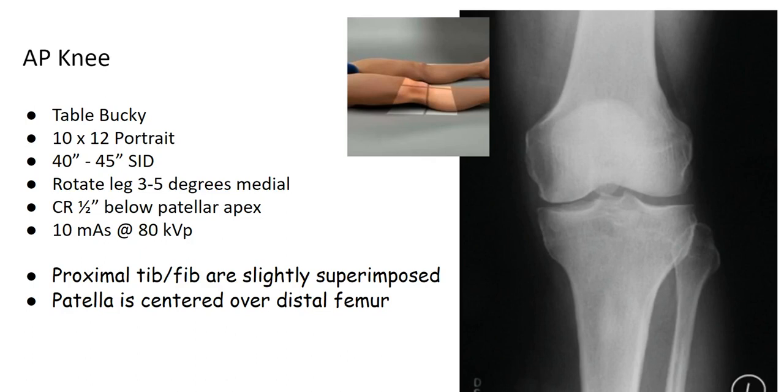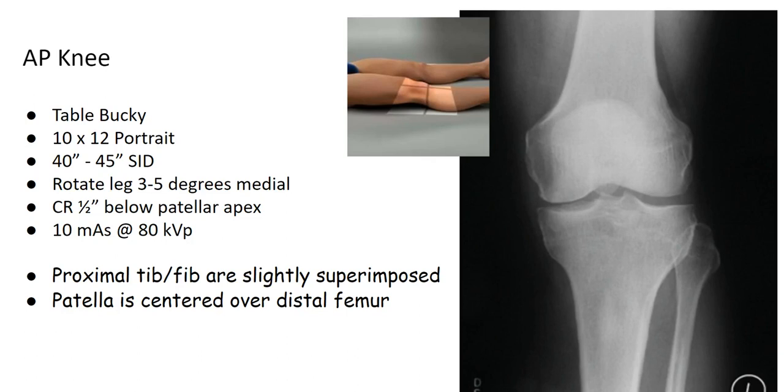There's a couple things you look for. First of all, look at the relationship between the tib-fib. The proximal tib-fib should be slightly superimposed. You can see that right here. And that's really anatomical position, slight superimposition of the proximal tib-fib.